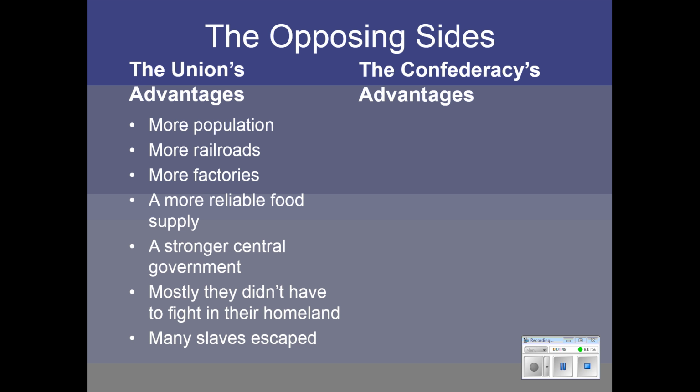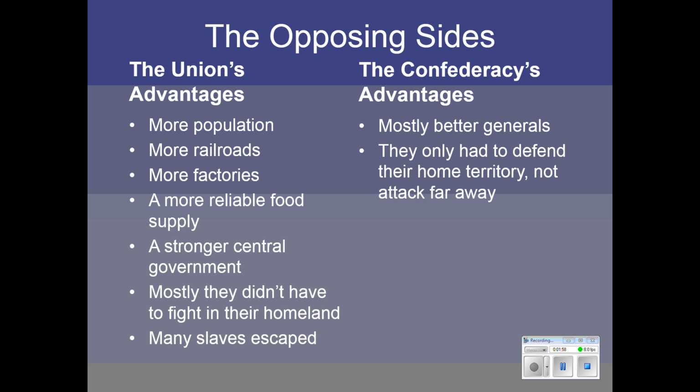Now, the Confederacy, the South, had advantages as well, though. They had mostly better generals. The best example of that is Robert E. Lee. And they only had to defend their home territory, not attack far away as the North did. This seemed to be an advantage in the beginning, although it never panned out for the South. But they had some hope of getting support from the British because the British had relied so much on Southern cotton. We'll see later why that didn't work.